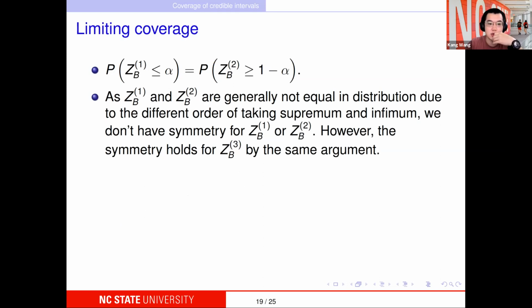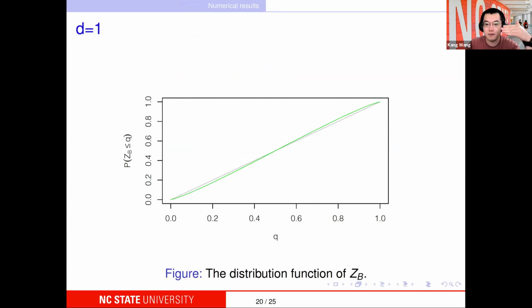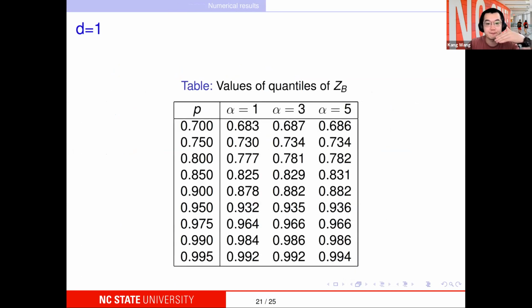Z1 and Z2 are usually not symmetric about 1 or 2, but if we take the average of these 3, its distribution is symmetric. We can use a numerical method to simulate the distribution of ZB, and the value of the quantile can be used as a recalibration method to get a shorter credible interval, but with the correct asymptotic coverage.